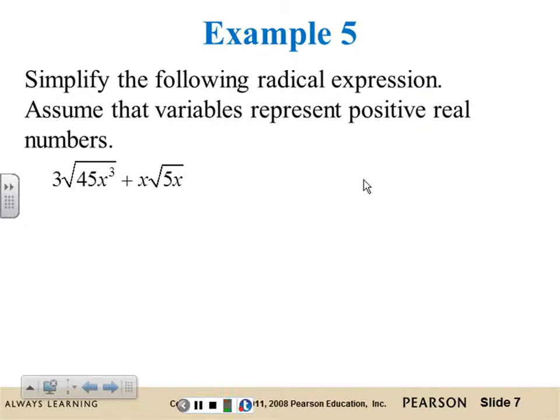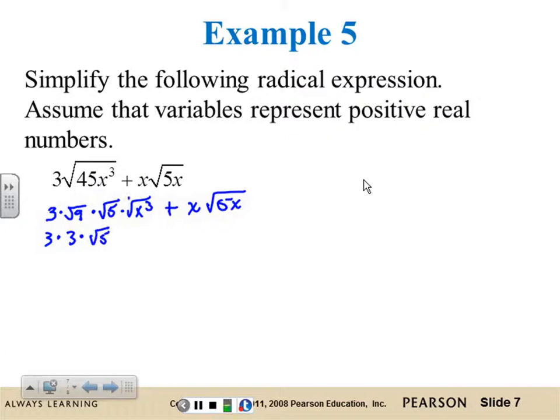So I have 3, and then 9 times 5 will go into 45, so I have the square root of 9 times 5, and then of course I have the square root of x to the third, plus x, and the square root of 5x will not break down, so that's going to stay as is. Okay, so I know 9 will break down. Square root of 9 is going to be 3. Can't do anything with the square root of 5.